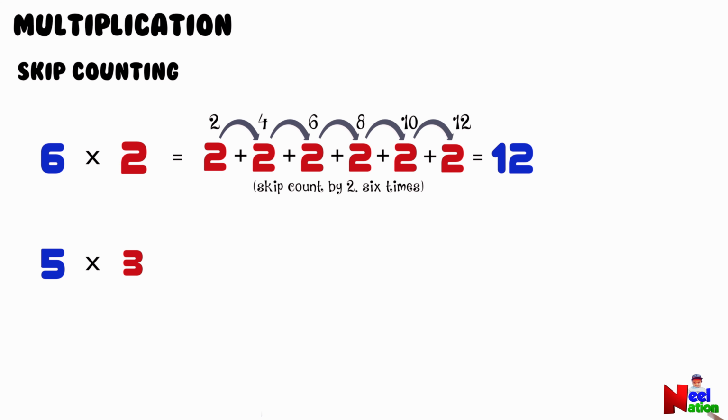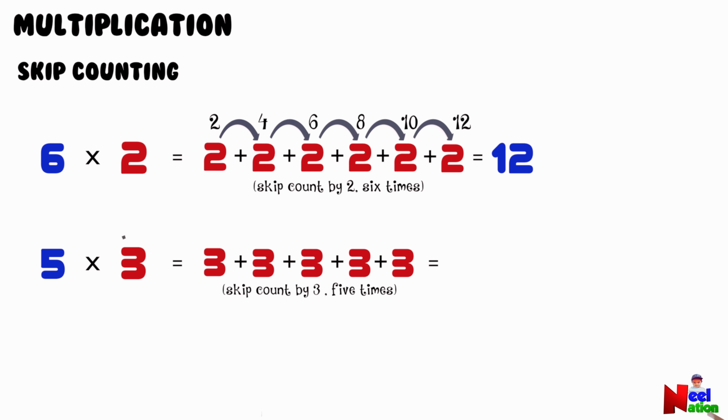Now let's look at another example. 5 times 3. We add 3 5 times. This means we have 5 groups of 3. Let's find the total. We can also skip count or count by 3's to make it faster. We skip count by 3 5 times. Start with 3, 3, 6, 9, 12, 15. And we reach 15.